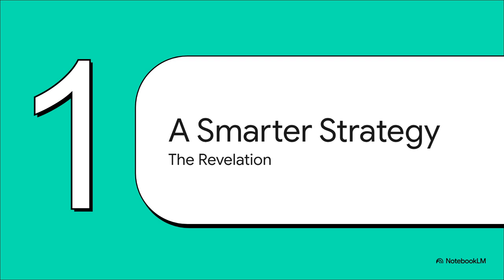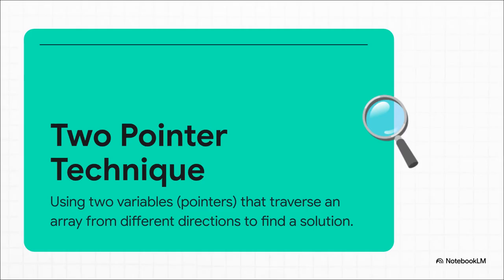Let's break it down. The concept itself is beautifully simple. Instead of having one pointer do all the heavy lifting, looping over and over again, we just use two of them. We typically start them at opposite ends of the array, and they walk towards each other, basically narrowing down the world of possibilities with every single step.